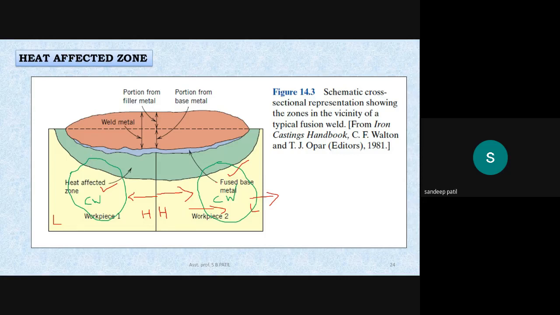So this is the heat affected zone. You can see here, this part is the heat affected zone, where there are chances of changes in the microstructure. These parts may lose their strength, toughness, and hardness. So properties are going to alter due to the movement of this heat from high to low.